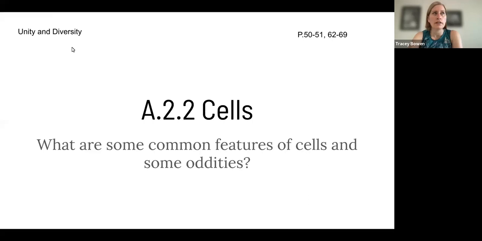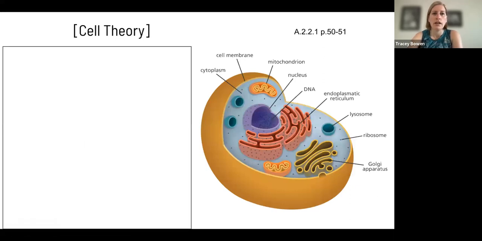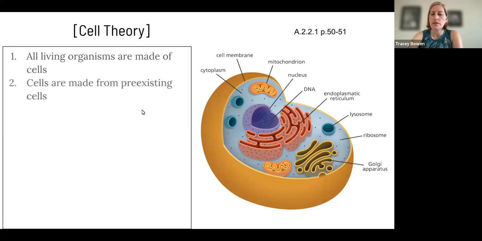So the theme of this unit is unity and diversity. And so what we want to be thinking about here is how are cells the same and how are they different? So cell theory, first off, is going to tell us that all living things are made out of cells. Cells are made from pre-existing cells, and cells are the basic unit of life.